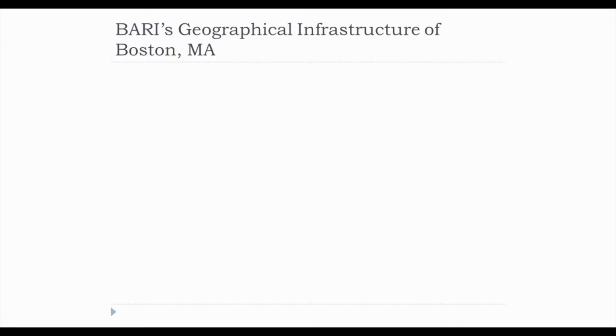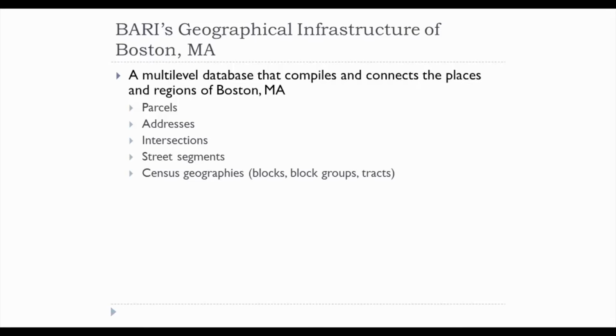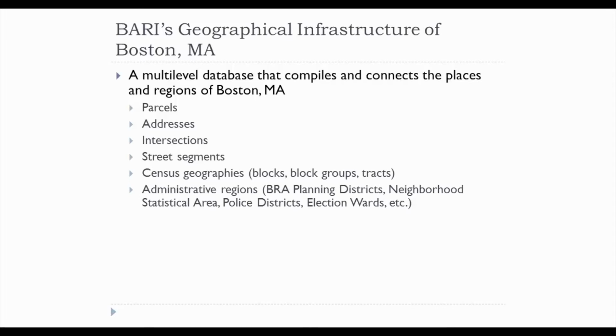We will begin to make use of an important tool for the development of ecometrics called the BARI Geographical Infrastructure of Boston, Massachusetts. The geographical infrastructure is a multi-level database that compiles and connects the places and regions of Boston. It begins at the parcel level, which is the smallest ownable unit within the city. It aggregates these up to addresses, and then to intersections, street segments, census geographies, and then administrative regions.